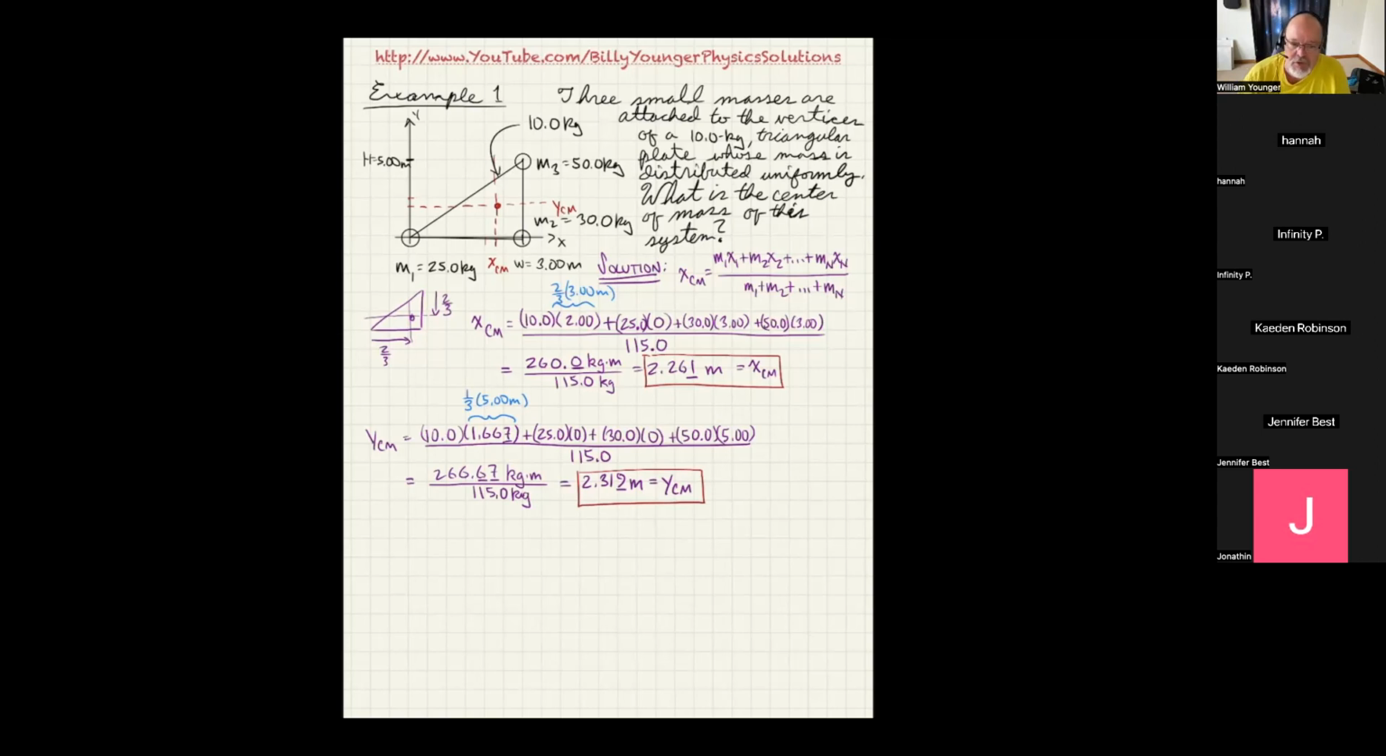So that's really what we're shooting for: the ability to solve a problem for a complex shape or a collection of items. Anybody have any questions on that? Anybody have any questions on how any of this was done?